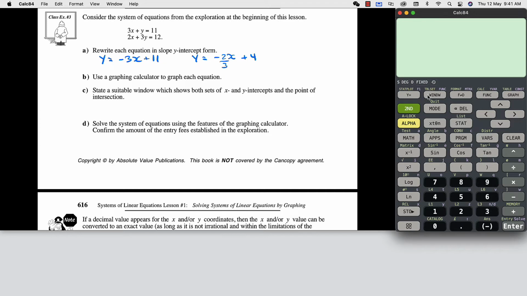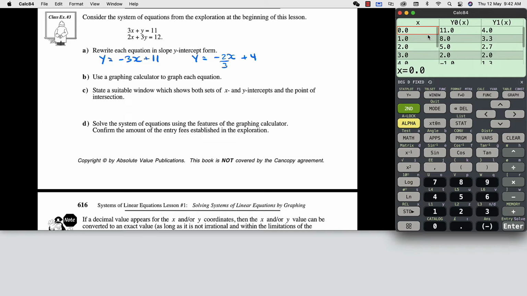So I'm going to go second window, which I can say, where do I want the table to start and what do I want it to increment? So what do I want the x to increment by? I'm going to start at 0, increment by 1, and you can put that on ask or auto. I'm going to put it on auto right now, and then instead of graphing it, I'm going to hit second graph, which is going to bring up the table.